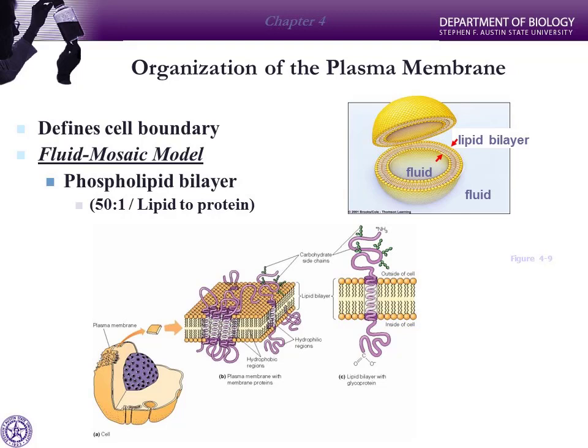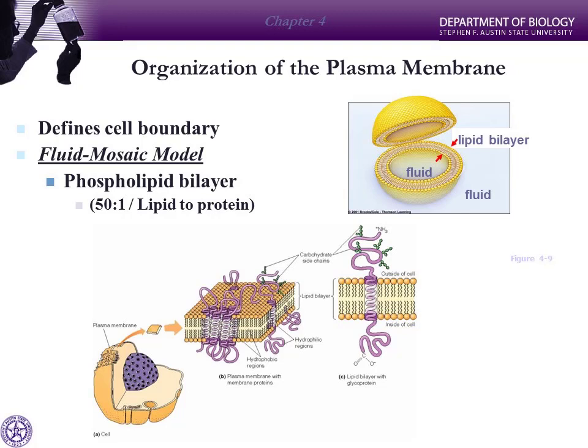But I want you to remember, just like we had on the previous test, the primary component of a plasma membrane are the phospholipids. And in fact, when you look at the number of phospholipids to the number of proteins, it's a 50-to-1 ratio. There are many more phospholipids than the proteins.